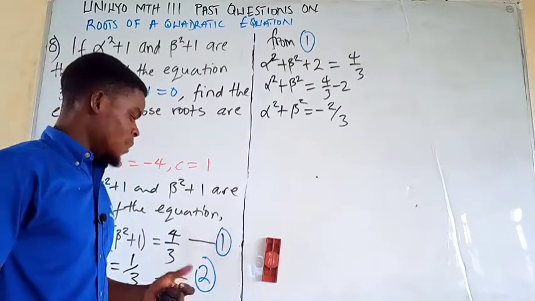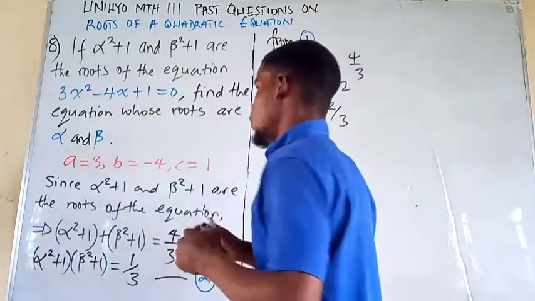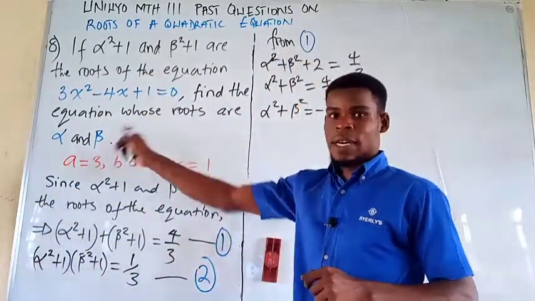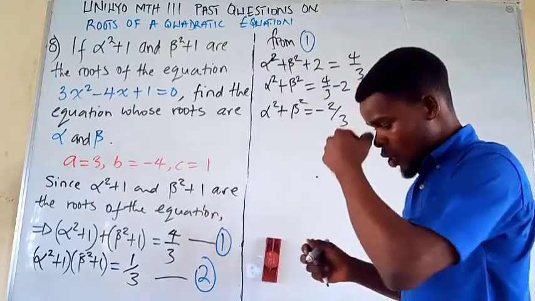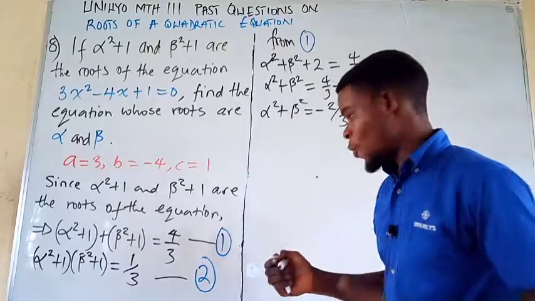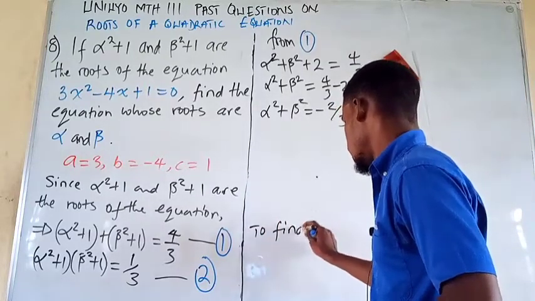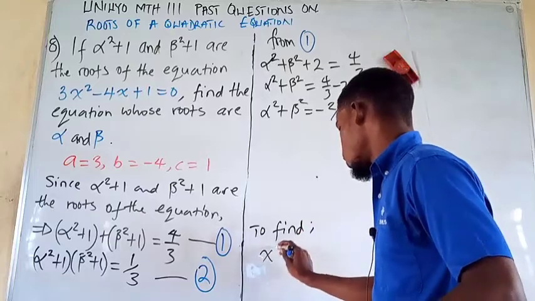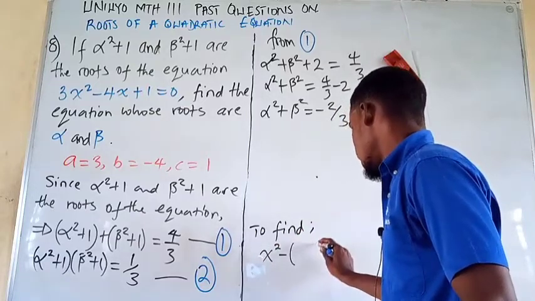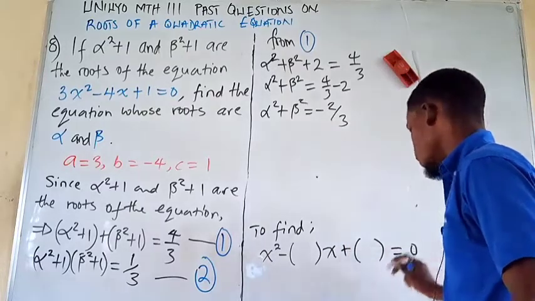well, let me pause here and say something. We are to find an equation whose roots are alpha and beta. Alright? In other words, we are to find an equation, and the equation will be of this form. So let me just put it down. To find x squared minus x plus equal to 0.